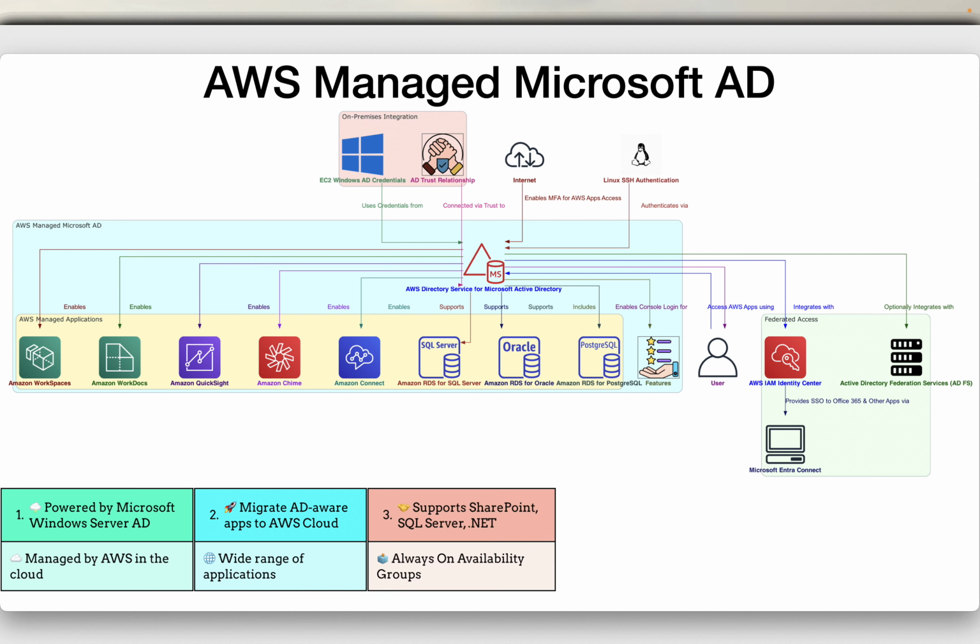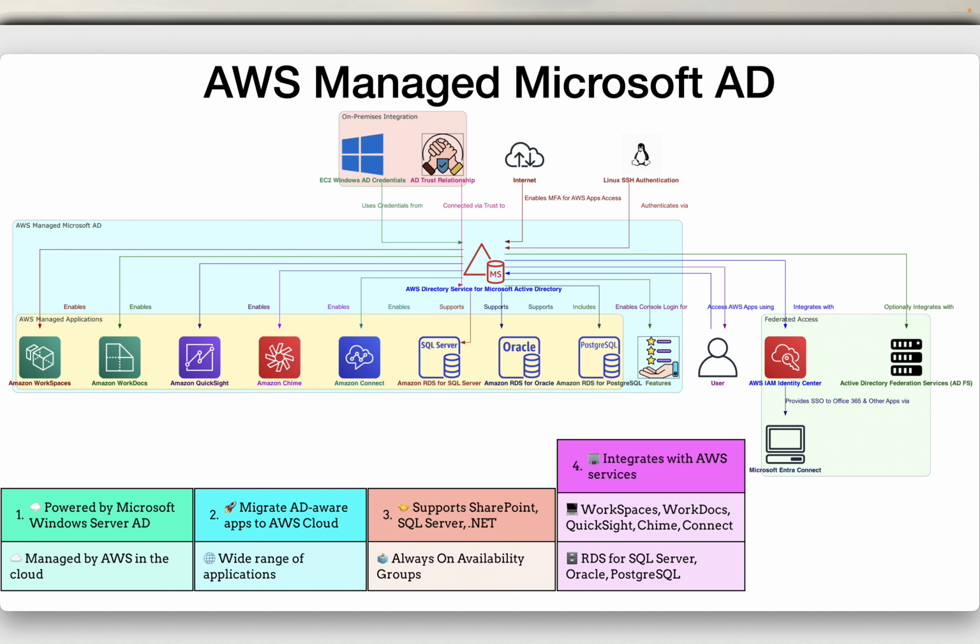AWS Managed Microsoft AD works with Microsoft SharePoint, Microsoft SQL Server Always On availability groups, and many .NET applications. It supports AWS managed applications and services like Amazon WorkSpaces, WorkDocs, QuickSight, Amazon Chime, Amazon Connect, and RDS for SQL Server, RDS for Oracle, and RDS for PostgreSQL. When enabled, AWS Managed Microsoft AD is approved for applications subject to HIPAA or PCI DSS compliance in the AWS cloud.